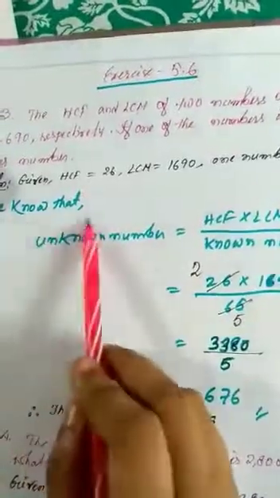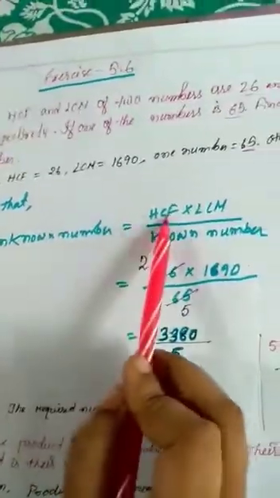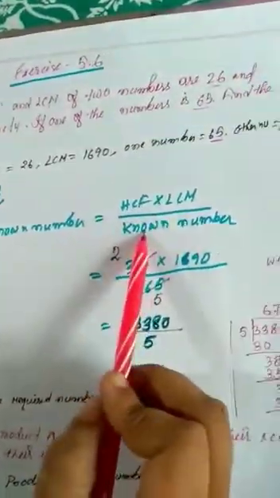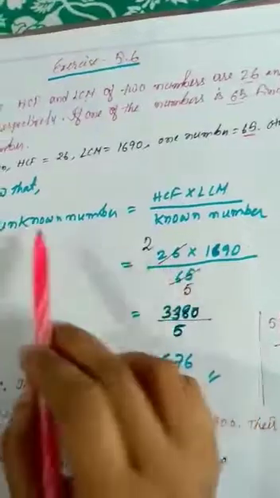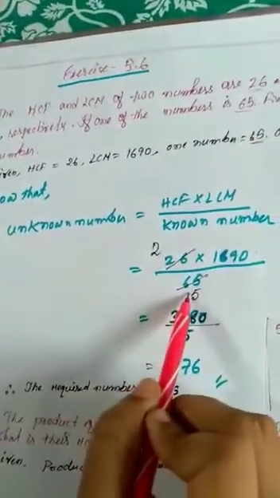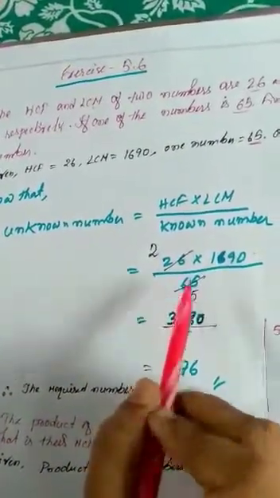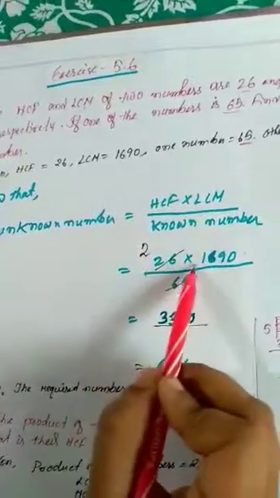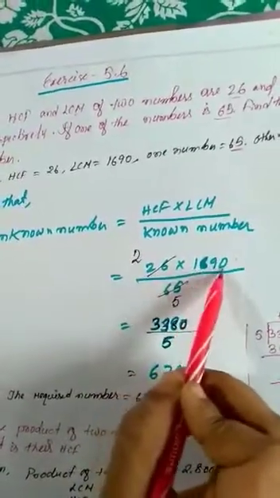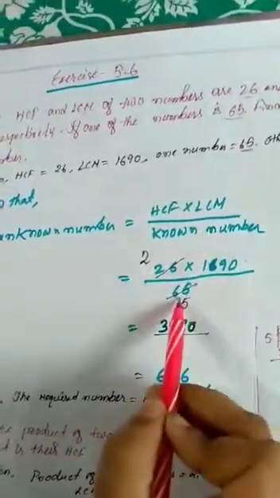So we know that the unknown number is equal to HCF into LCM divided by the known number. So we can write here the other number, and here you can write the one number also. It's up to you, students. So 26 into 1690, we will place the value, and then 65.